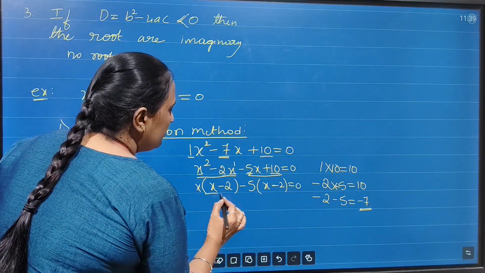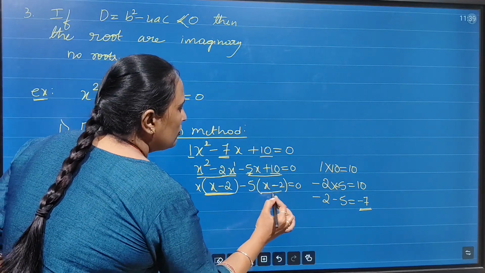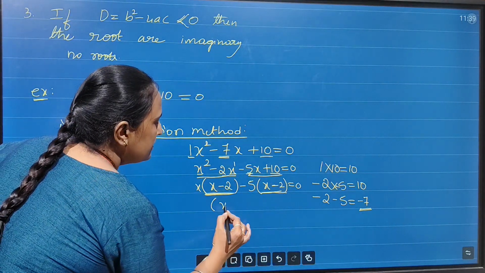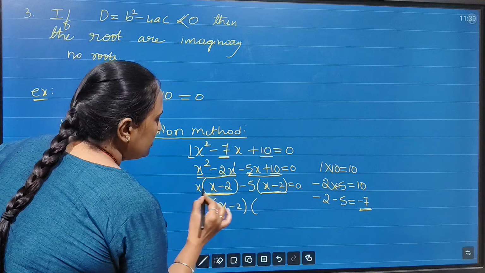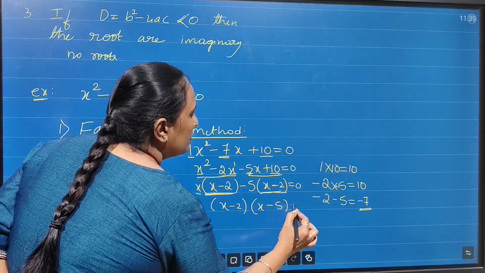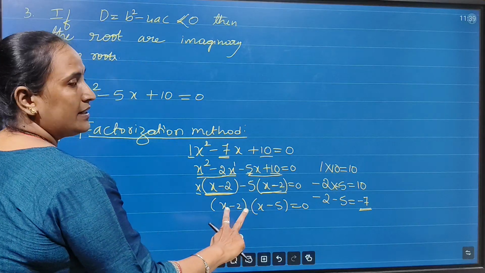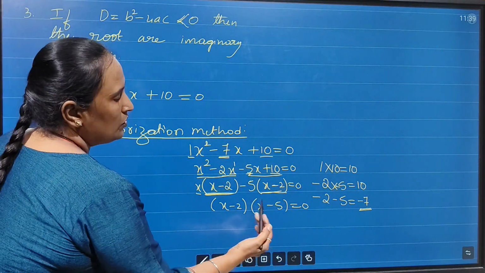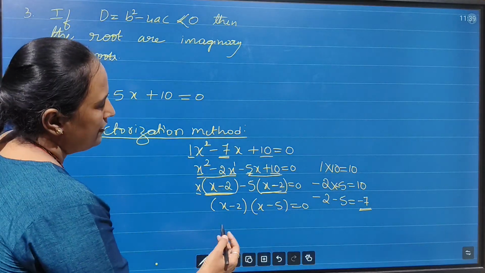See here, whatever you get as the first factor, here also you get the same. Then you take one common factor as x minus 2. Here what is remaining? x and minus 5 equal to 0. See, quadratic means how many factors do you get? 2 factors. One is x minus 2 and the other is x minus 5.